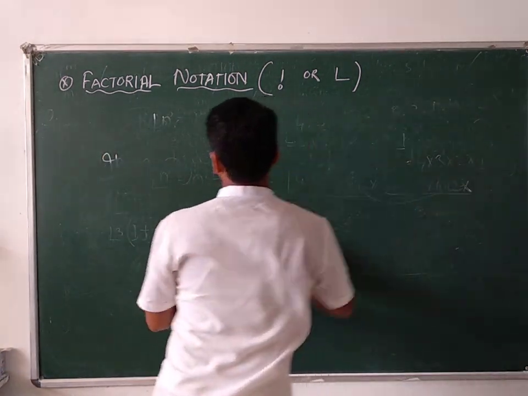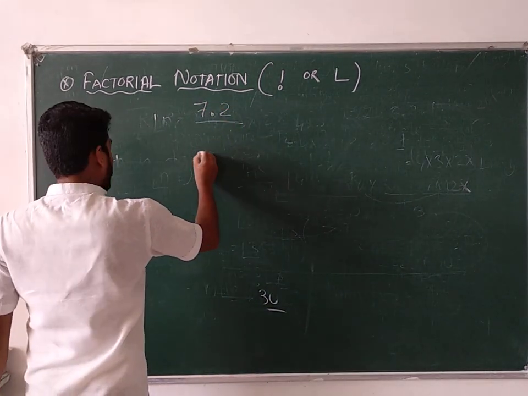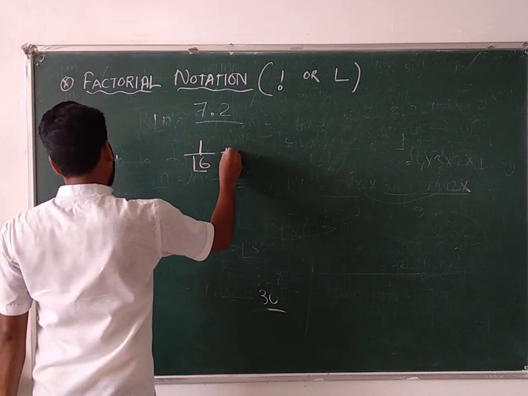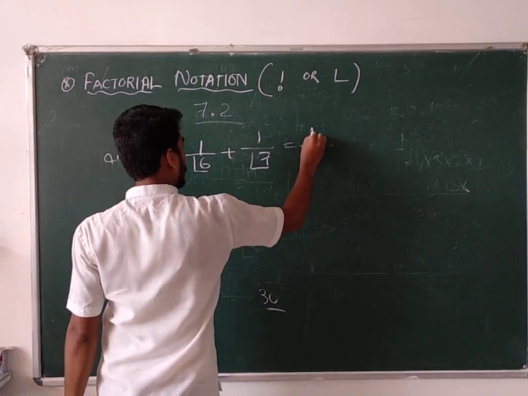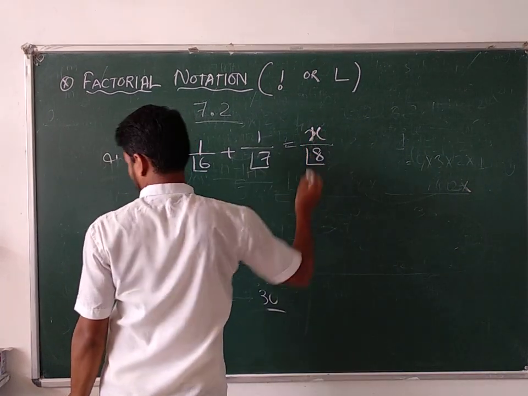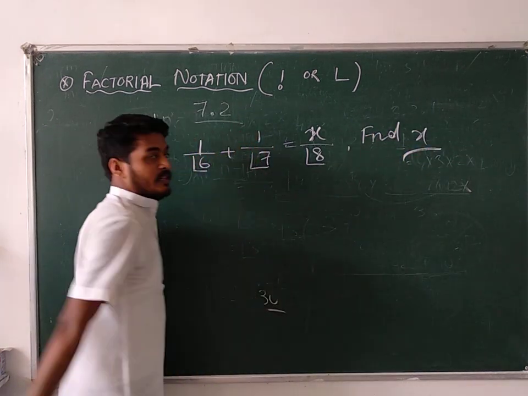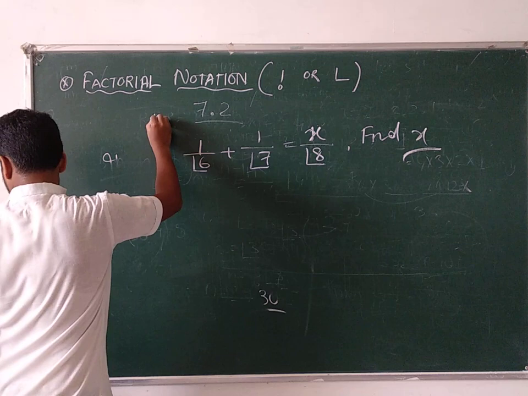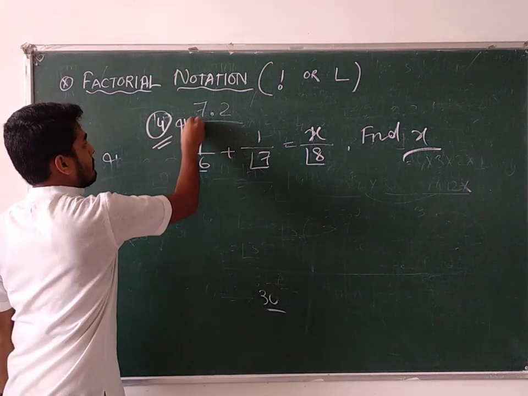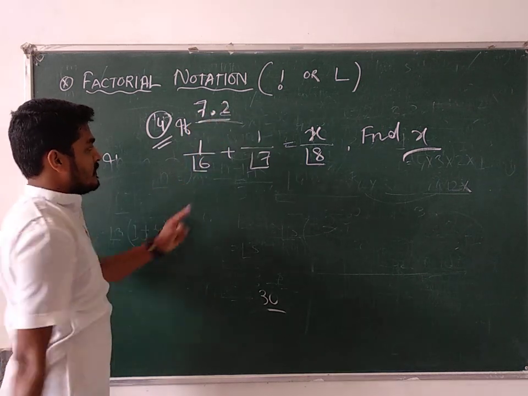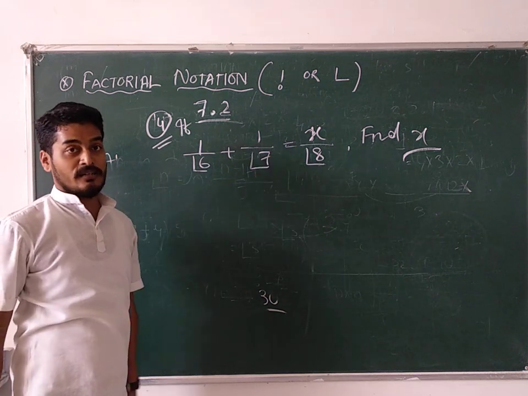I am explaining exercise 7.2, question 4. The question is: given that 1 by factorial of 6 plus 1 by factorial of 7 is equal to x by factorial of 8, find x. You have to find the value of x.